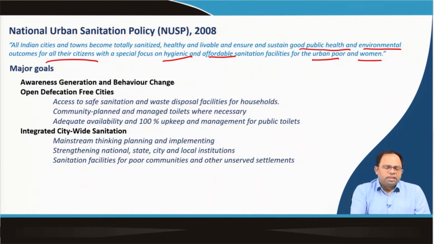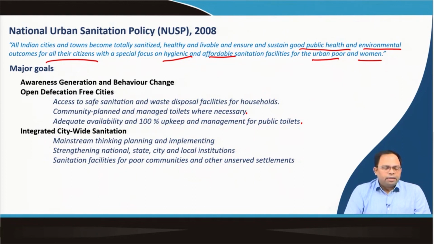Then once this is achieved, or parallelly while this is going on, we can have open defecation free cities. So, we should first make sure that our cities are open defecation free. I think in the Swachh Bharat campaign, we have been able to achieve this to a large extent. And access to safe sanitation and waste disposal facilities for households, community planned and managed toilets wherever necessary, and adequate availability and 100% upkeep and management of public toilets. Maybe in the last two we are still lacking a bit, but the first definitely we have been able to achieve.